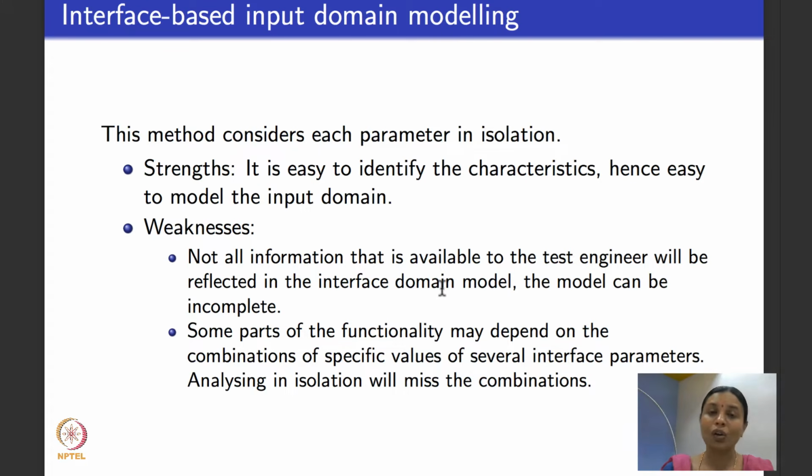So there could be a risk in the input domain models that I consider. By models for input domain, I mean sets. The sets that I consider for input domain could be incomplete. And because I don't consider how they depend on each other, I might miss some functionality. What I am trying to do in the interface-based approach is analyze each characteristic in isolation, which might miss some functionalities that come as a part of combination. So we'll see examples that will help us understand both the strengths and the weaknesses in detail.